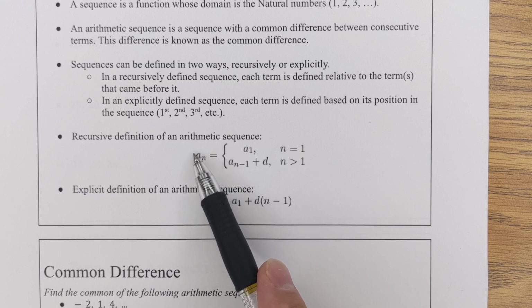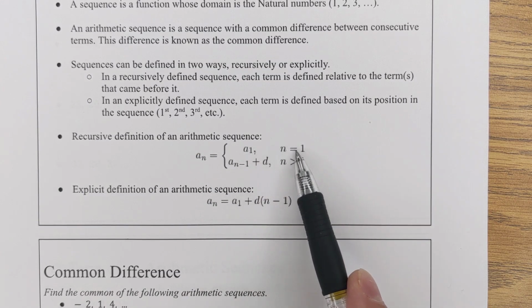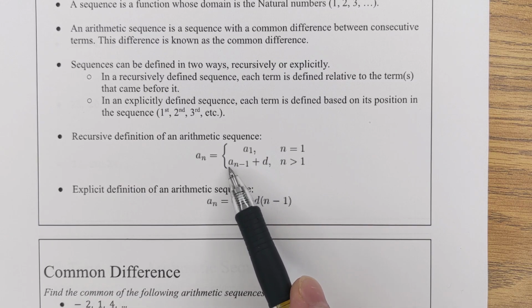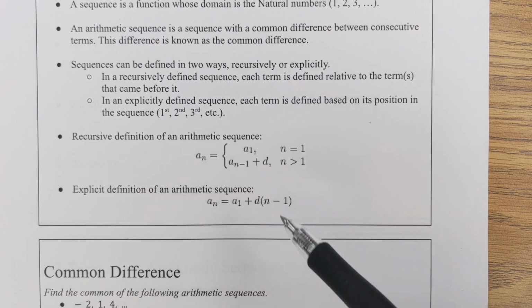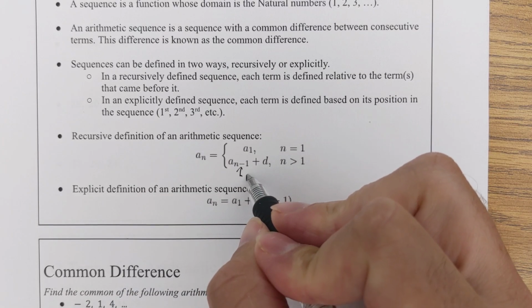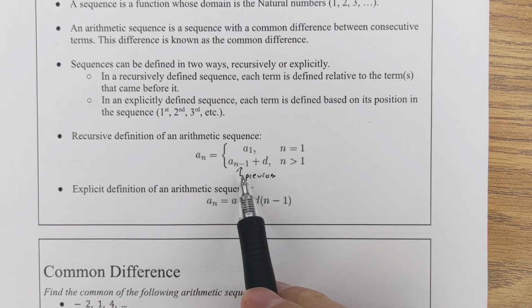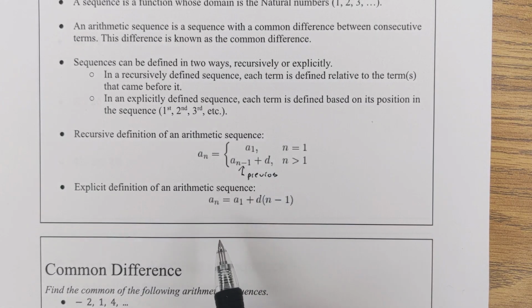So here we've got the recursive definition. a_n is just the term we're looking for, any term. We have to define what the first term is when n is 1. And then for every term after that, a_(n-1) means the previous term, for n more than 1. So to get any number in the list, you take the previous term and add some value d to it. Now, it might end up being subtraction if d is negative.